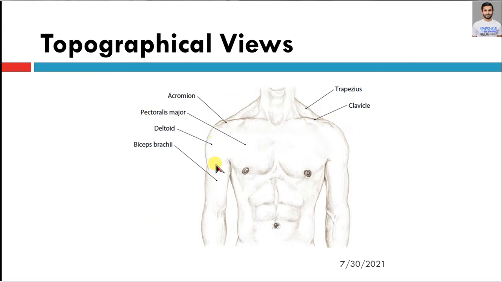On the shoulders, this curve of the shoulder is made by the deltoid, especially the anterior, middle, and posterior fibers. The anterior and the middle fibers can be seen over here. This is the pectoral region, this is the biceps brachii region, and then this is the elbow region.